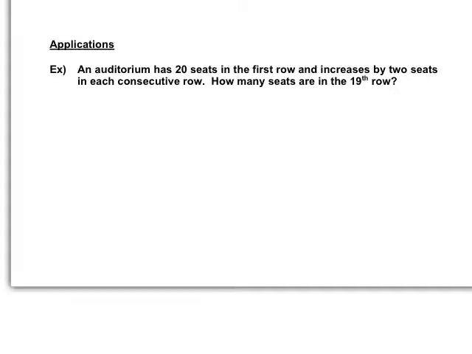There are 20 seats in the first row, so the first row is a sub 1. So a sub 1, that value is 20. I'm looking for a sub 19, and I'm increasing by 2 each time. So that is my common difference. So I have all the things I need to use the formula.